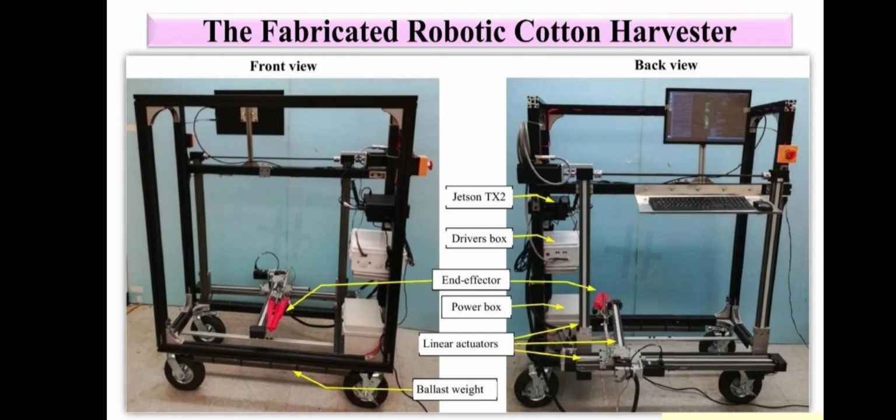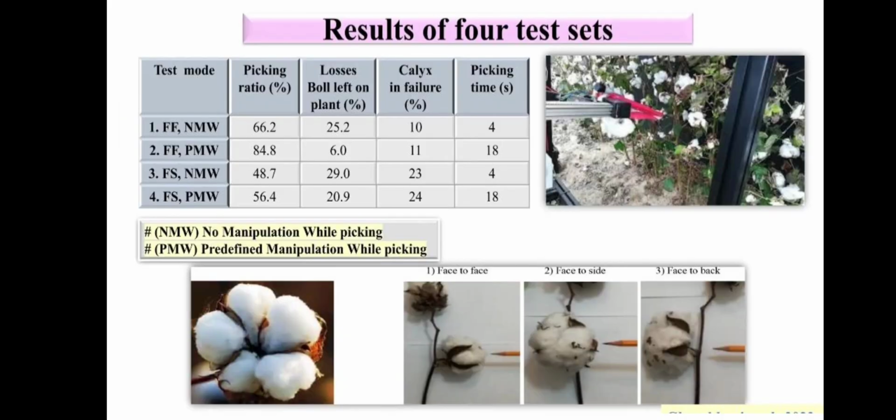This is a multi-finger end effector with a fin belt. This is a ballast weight. Linear actuators are used for three-axis displacement. Power box is for the power supply. Then driver box has the stepper motor drivers. So this is the fabricated robotic cotton harvester.